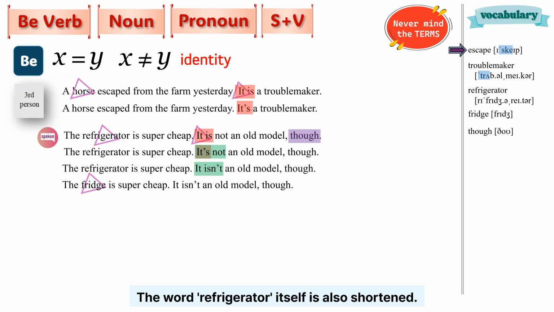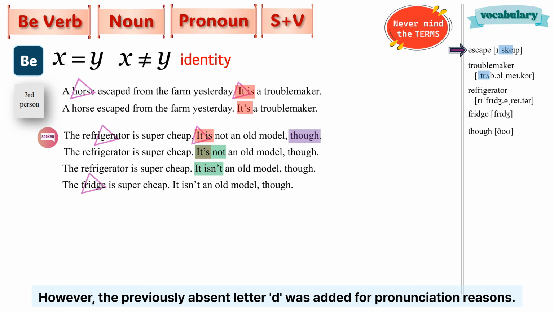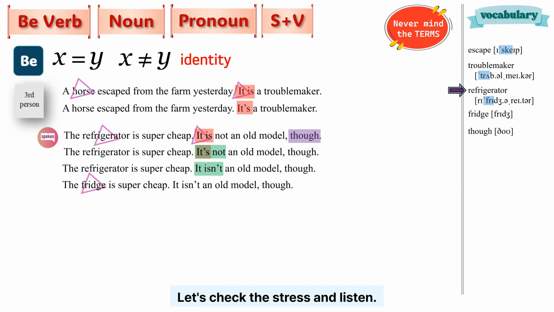The word refrigerator itself is also shortened. People often just say fridge because it's easier. However, the previously absent letter, D, was added for pronunciation reasons. Let's check the stress and listen.